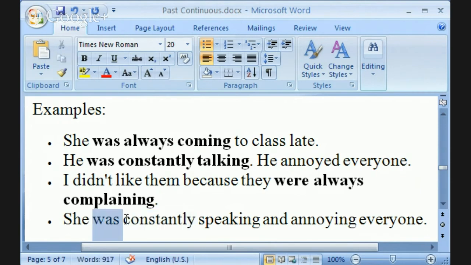Here's something kind of interesting. The adverb and the auxiliary verb can act on more than one verb. You can say it like this: she was constantly speaking and annoying everyone. This means she was constantly speaking and she was constantly annoying everyone. You don't need to repeat the auxiliary verb, which creates the verb tense, or the adverb, actually. You can do it like this as well.